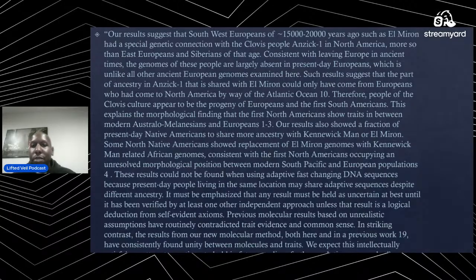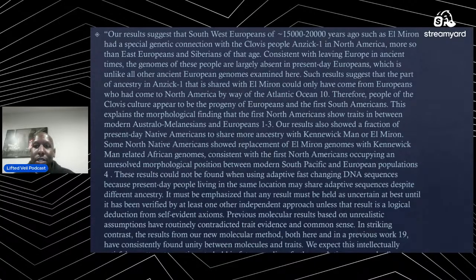And the reason why it's important is because we know present-day Europeans are predominantly white Caucasian, so to speak, you know what I mean? They're saying that these ancient Europeans don't share affinity with modern Europeans. Very consistent with what I've been saying, all right? Which is unlike all other ancient European genomes examined here.